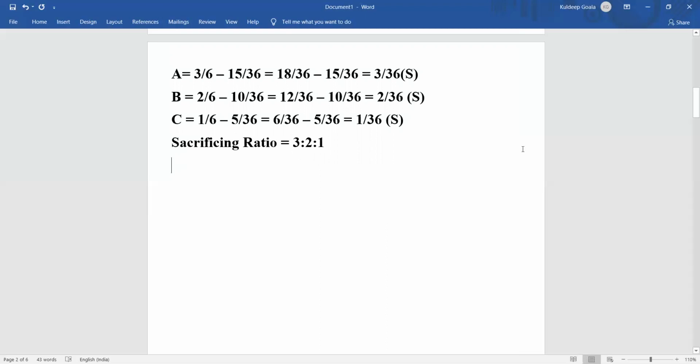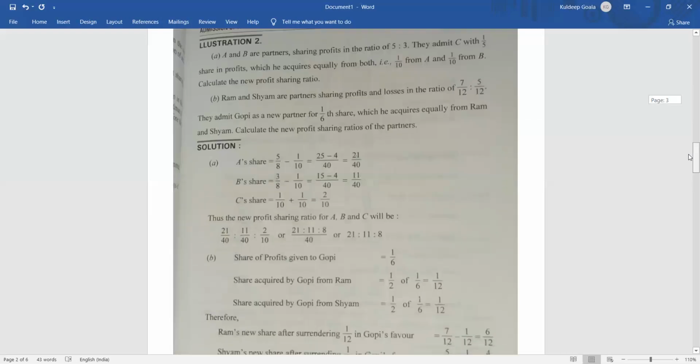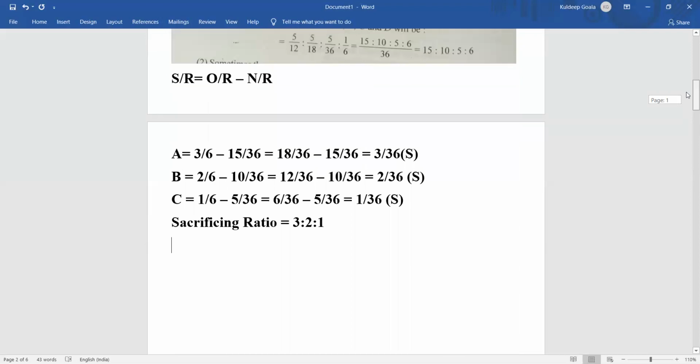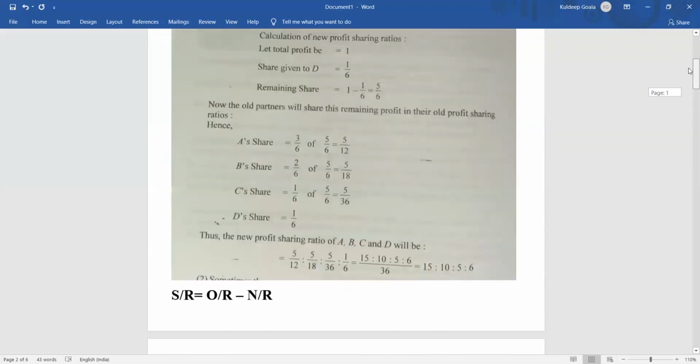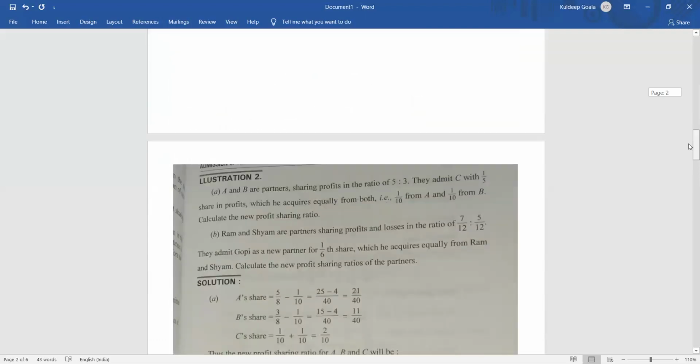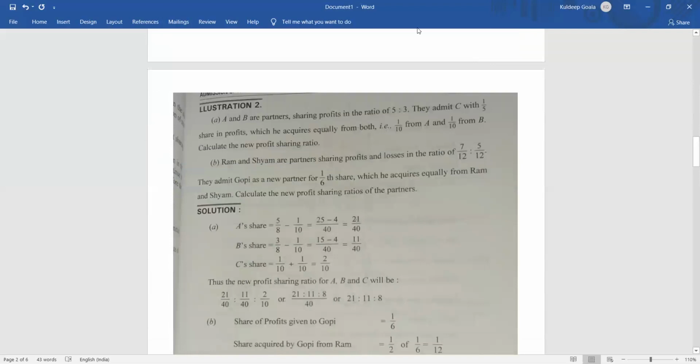Okay, now let's go to the next question. I hope this question is clear to everyone. Once again let me ask you all, is it clear? Okay, I hope it is clear. If it is not clear, you can just take a screenshot of it and ask me your doubts. Okay, it's very simple. Now we will go to the next question, question number 2.